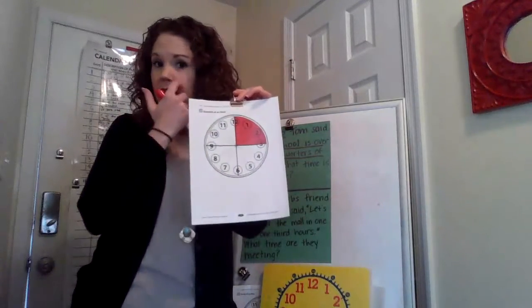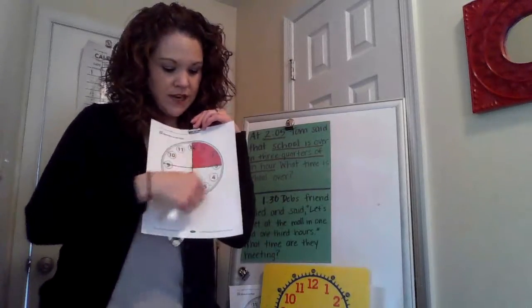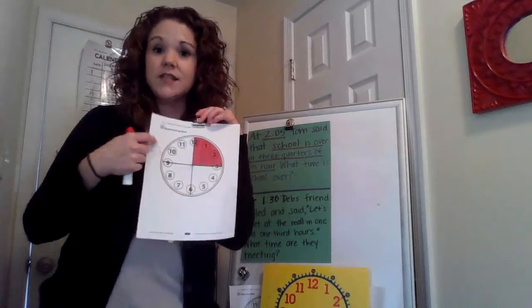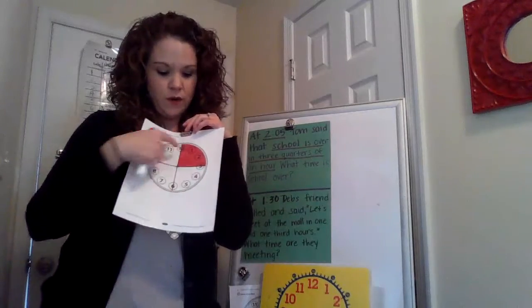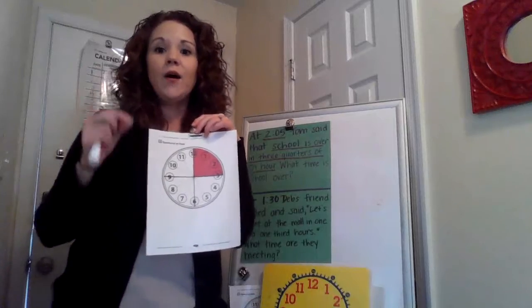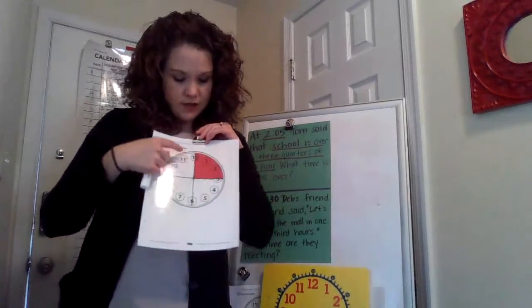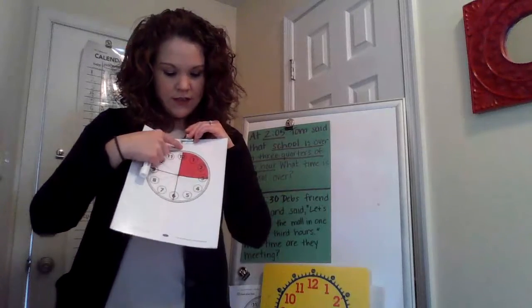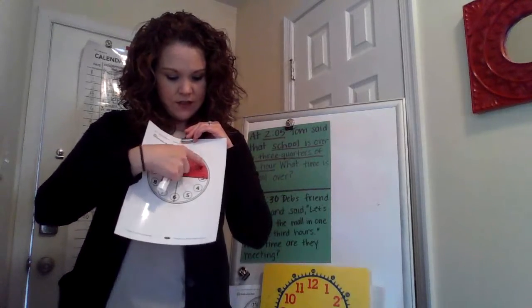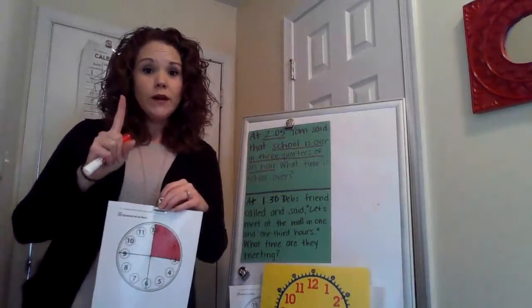This was our second thing we added to our collection. We did quarters of an hour. And we said if we took a clock that's 60 minutes and we divided it into 4 equal parts, 1, 2, 3, 4, or quarters or fourths, how many minutes are in one of those quarters? So if I look here in this shaded part, I see 5, 10, 15. So there are 15 minutes in 1/4.